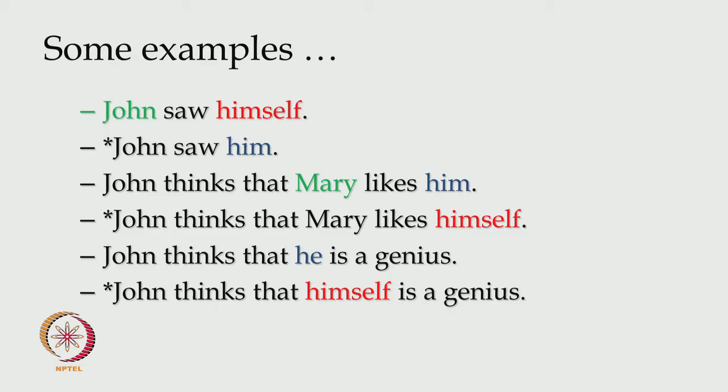Ambiguity comes in by the interpretation of the pronoun he, right? If we interpret it independently, then the sentence has a different meaning. If we interpret this pronoun with reference to John, then it has a different meaning, right? Get it? All right. Finally, John thinks that himself is a genius is not a good sentence, right?